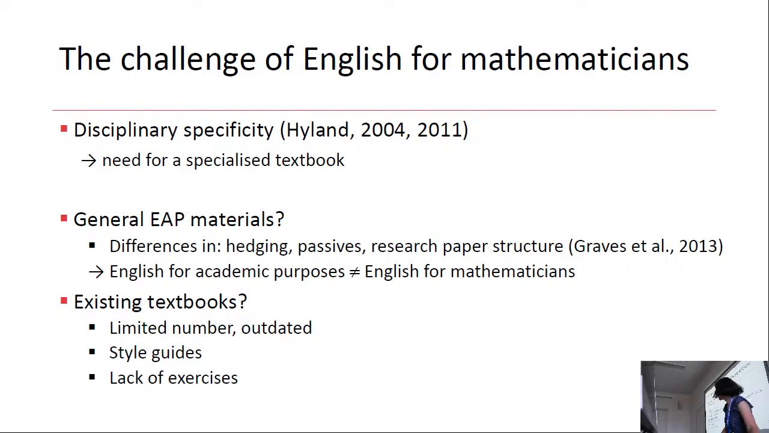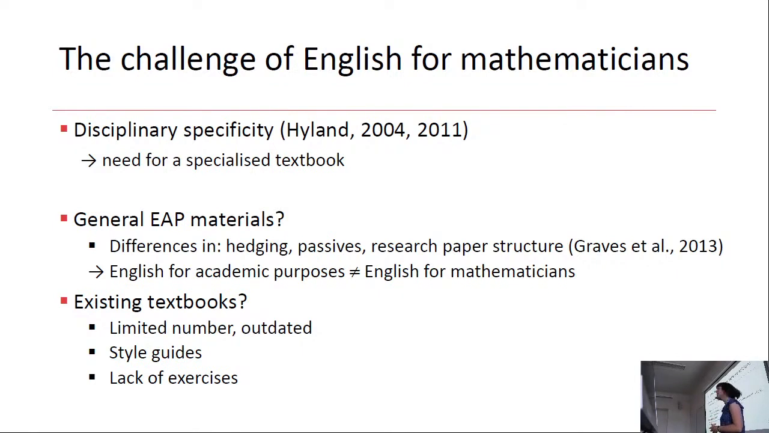So, okay, so the challenge. All right, well, recent research has shown that there are staggering differences between the way that different disciplines use language. And so there's this need for disciplinary specificity, namely in education for discipline-specific foreign language courses, such as English for mathematicians. Now, for this course, logically, you need some kind of specialized textbook. An obvious solution that offers itself is to use and maybe adapt slightly some kind of English for academic purposes materials. Well, this is not so easy for mathematics.